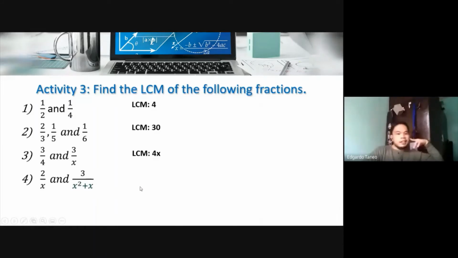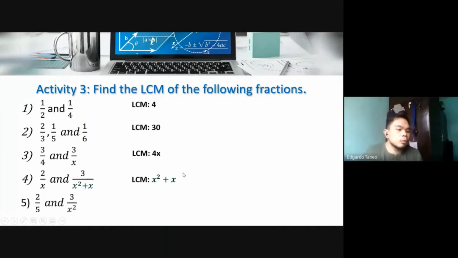Okay, thank you very much for participating. Actually, the LCM is x squared plus x. No? Not just x squared, not just x, but x squared plus x. Okay? Next, number 5. We have 2 over 5 and 3 over x squared. What is the LCM of 2 over 5 and 3 over x squared?